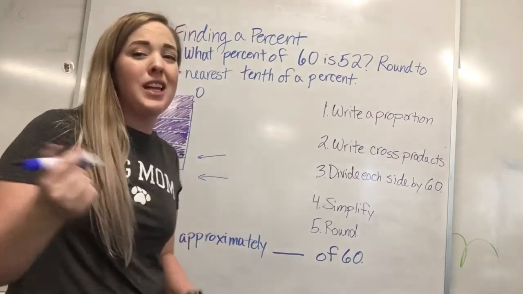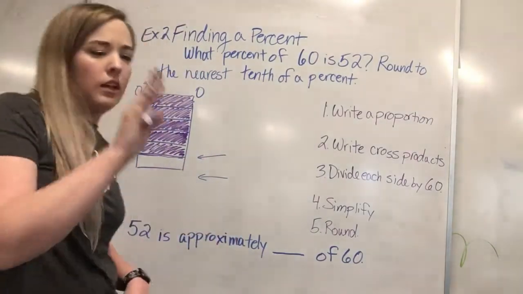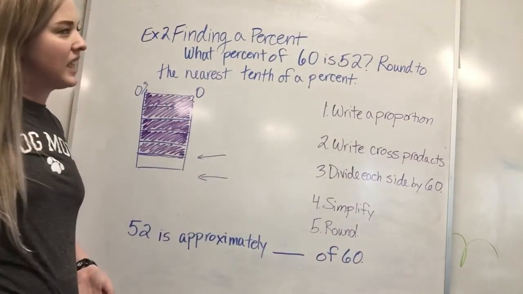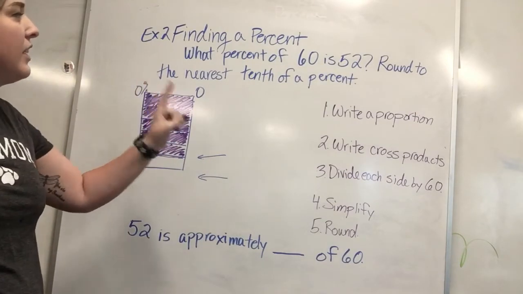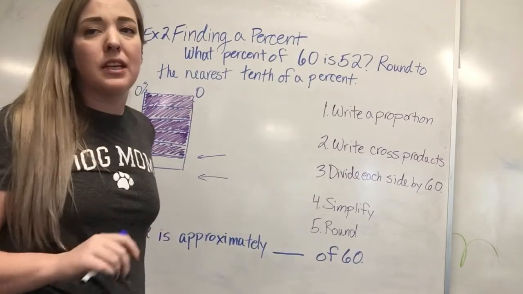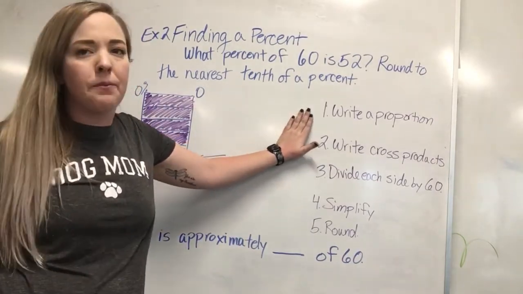But instead, because we don't know what percentage of the whole it is, let's go with what we do know. So we're using this problem: what percent of 60 is 52? And if we need to, we're going to round it to the nearest tenth of a percent. So tenth, that first decimal place after the decimal, okay? So first things first, write a proportion.